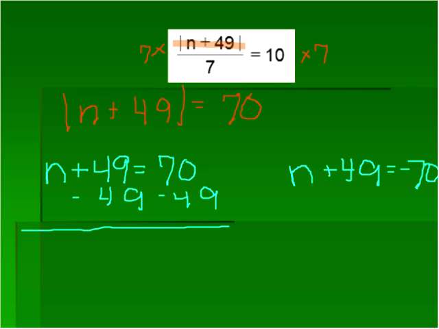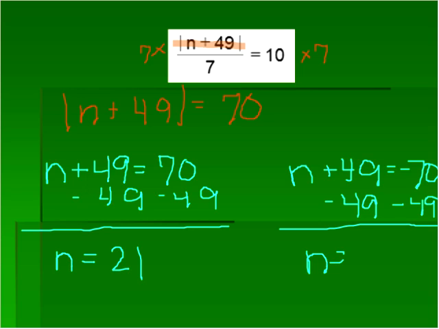And here we would get n equals a positive 21 for the first one. And in the second one here, let's see what we get here. N equals a negative 119 it looks like. So a positive 21 or a negative 119.